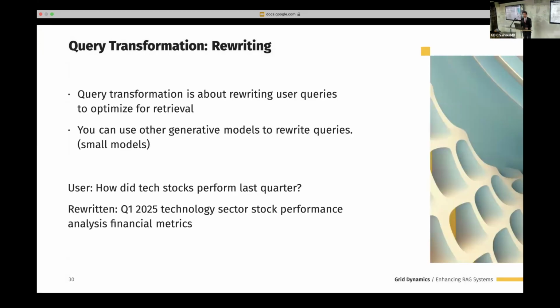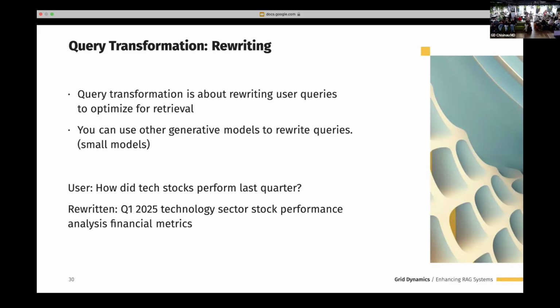And query transformation is not just about rewriting user queries as a question. It can rewrite it as just a sentence. You can see in our case, for example, what we use in our system: if you ask, how did the tech stock perform last quarter? You can rewrite it as Q1 2025 technology sector, stock performance, analysis, financial metrics. So it just gives you more words for better retrieval. This improves our system a lot. Also, you can use small generative models to rewrite the queries, so you can save on costs.